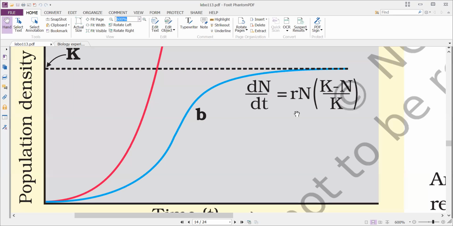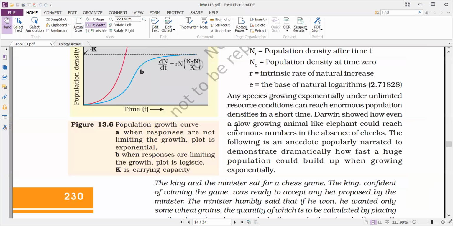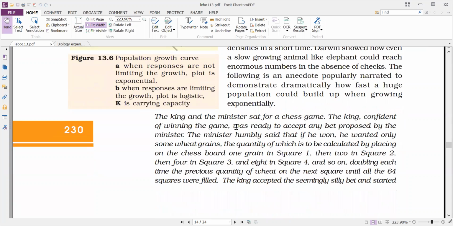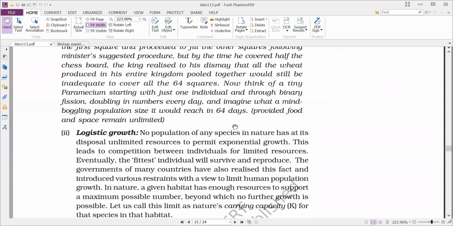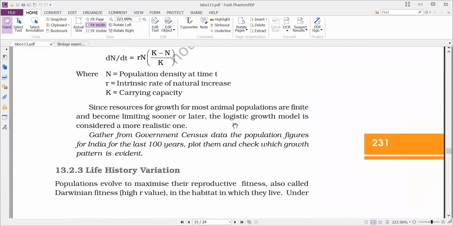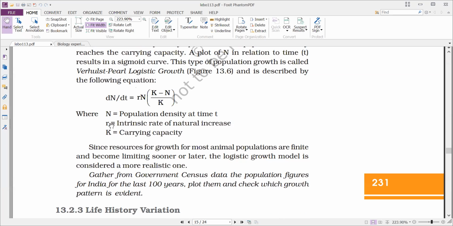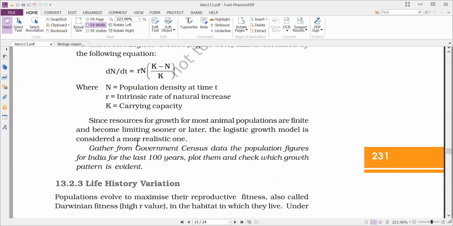That is the curve we are seeing here. It is representing the logistic growth. Okay, understood now. So here the N represents the population density at the time t, R represents the intrinsic rate of natural increase, and K represents the carrying capacity.